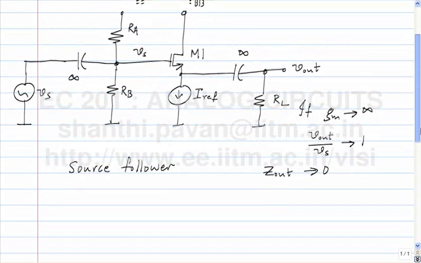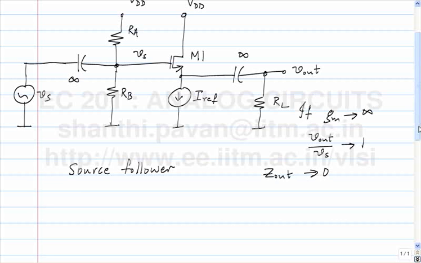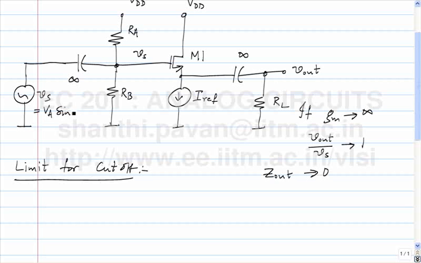Let's first try and figure out the limit for cutoff. If Vs is Va sine omega t, and for cutoff of the transistor, we are interested in finding the drain current. How do I find the total drain current?